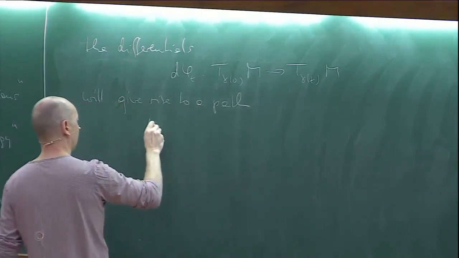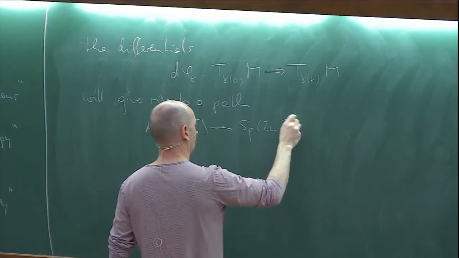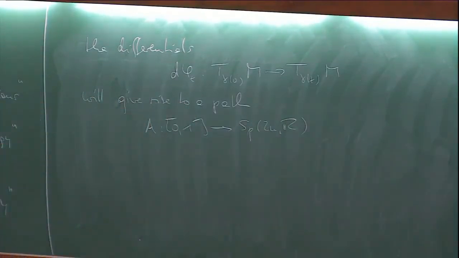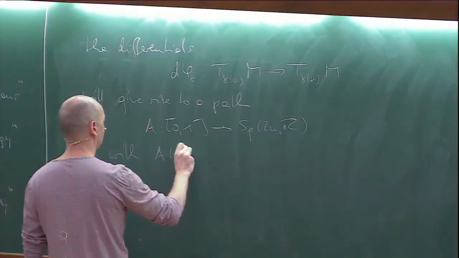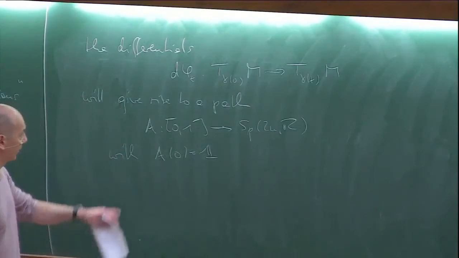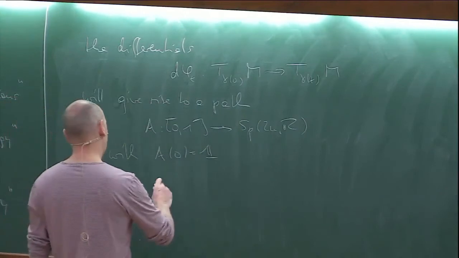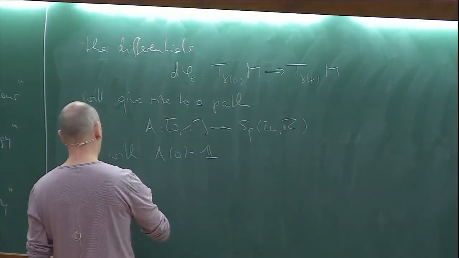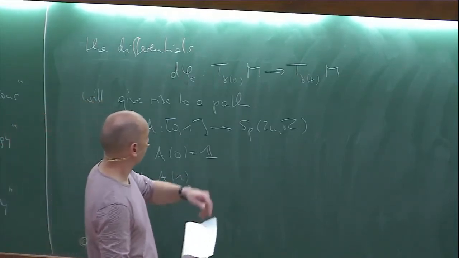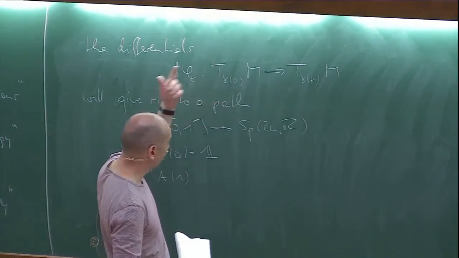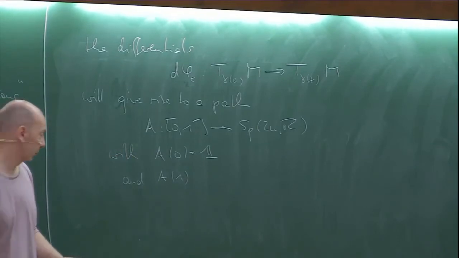So we'll have a path A from 0, 1 into the symplectic group with the property that A of 0 is the identity, because phi 0 is the identity map, so the differential is the identity. And A of 1 is d phi 1. Phi 1 was my Hamiltonian diffeomorphism, and this has the property that it doesn't have 1 as an eigenvalue, right?